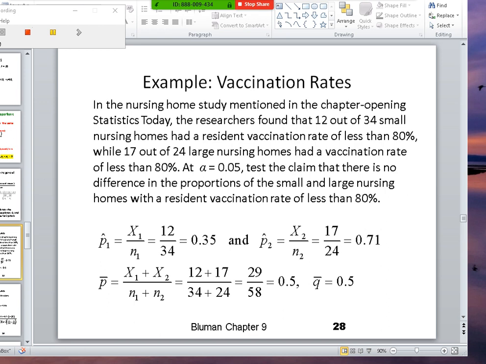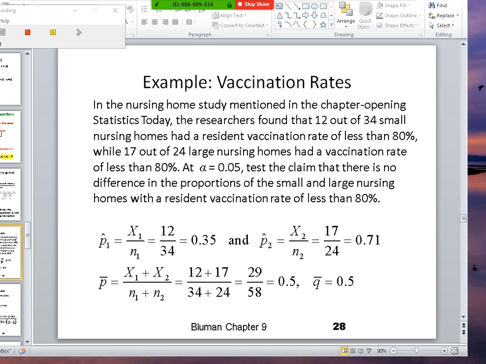Vaccination. In the nursing home study mentioned in the chapter opening statistics today, the researchers found that 12 out of 34 small nursing homes had a resident vaccination rate of less than 80%, while 17 out of 24 large nursing homes had a vaccination rate of less than 80%. At alpha equals 0.05, test the claim that there is no difference in the proportions of small and large nursing homes with a resident vaccination rate of less than 80%.